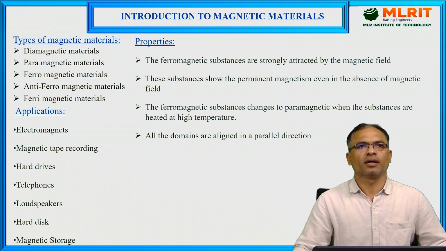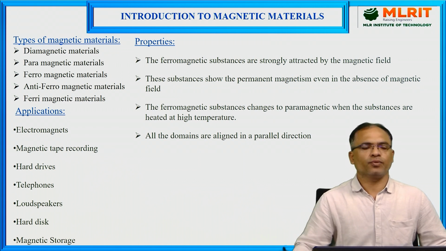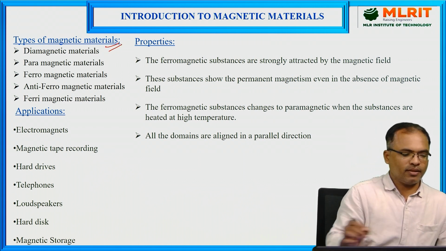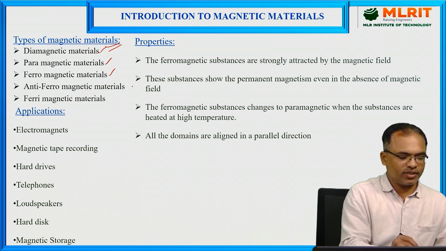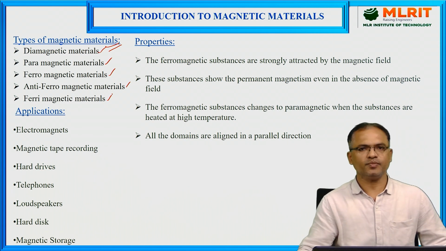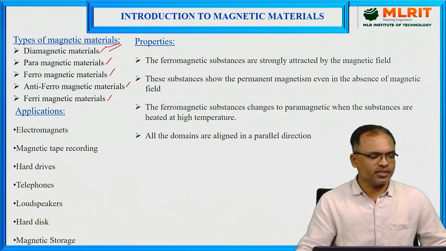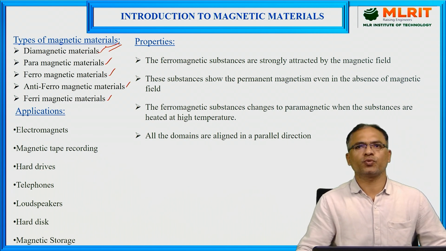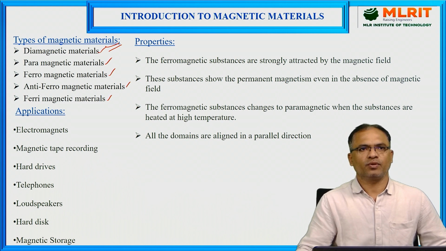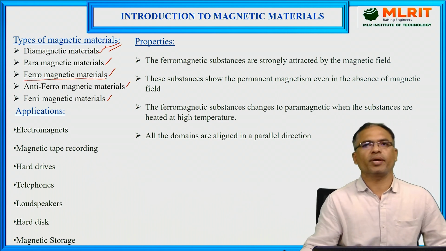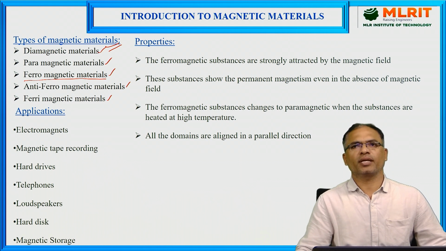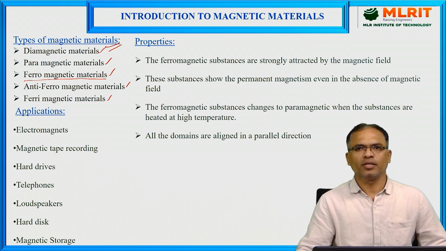Based on that, all magnetic materials are divided into 5 types. They are diamagnetic materials, paramagnetic materials, ferromagnetic materials, antiferromagnetic materials, and ferrimagnetic materials. All this classification is based on the response to the applied magnetic field. Out of all these materials, today we are going to talk particularly about ferromagnetic materials. Ferromagnetic materials have some special properties when compared with other magnetic materials.